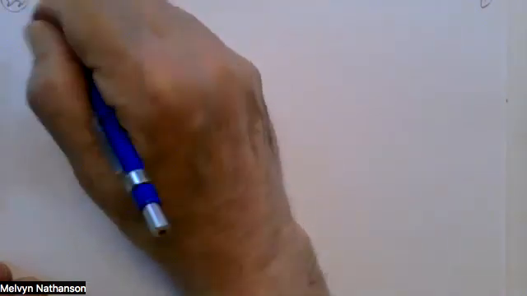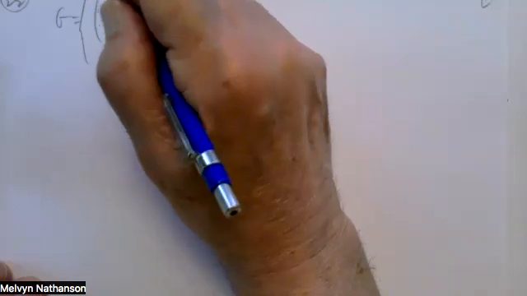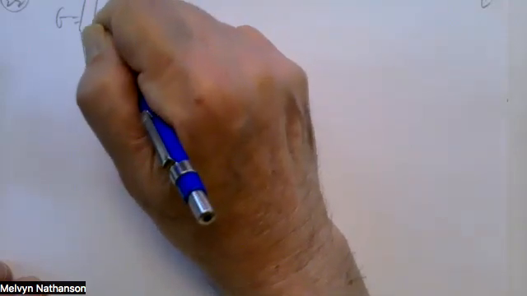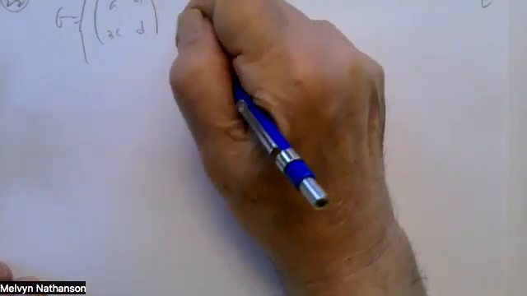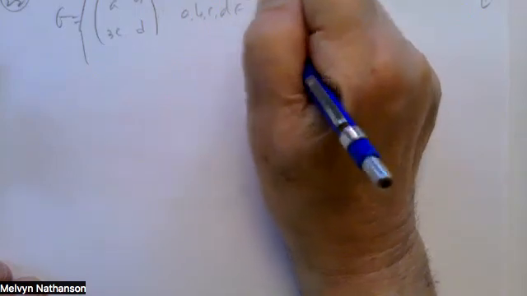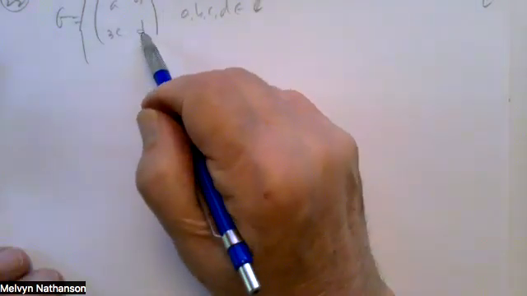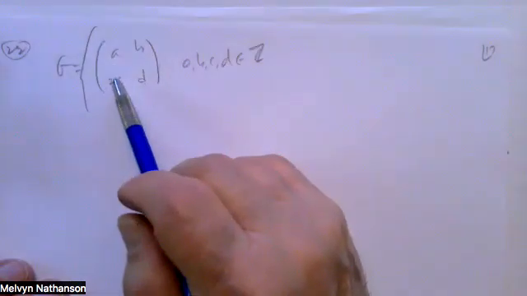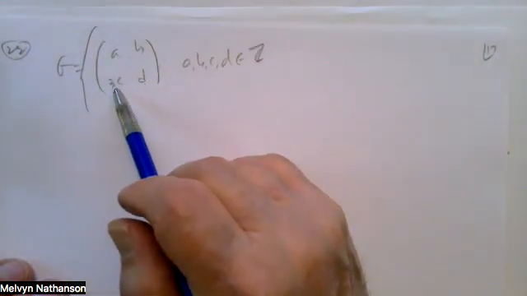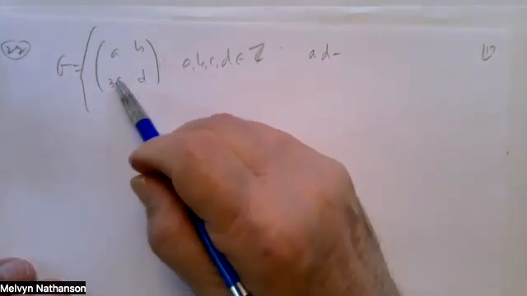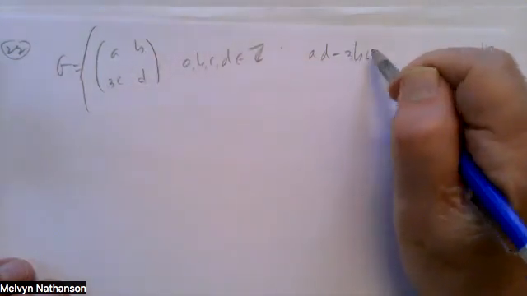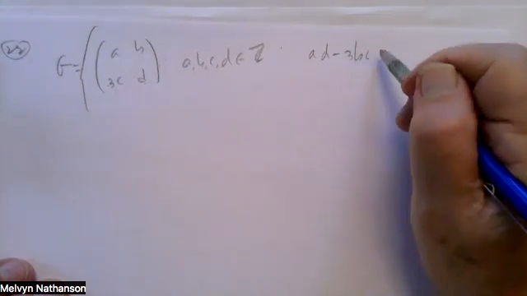What about problem 22? So this is a special set of matrices. It's the set of matrices of the form a, b, 3c, d, where a, b, c, and d are integers. So these are matrices with integer entries, but where the lower left-hand coordinate is a multiple of 3, and the determinant ad minus 3bc is equal to 1.